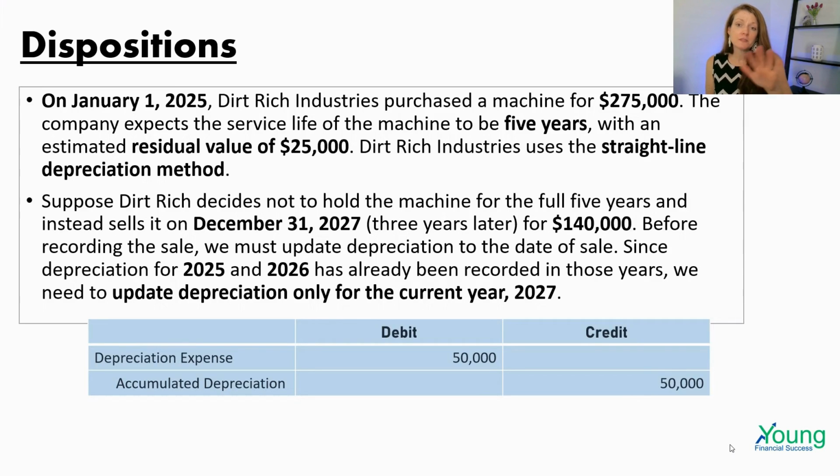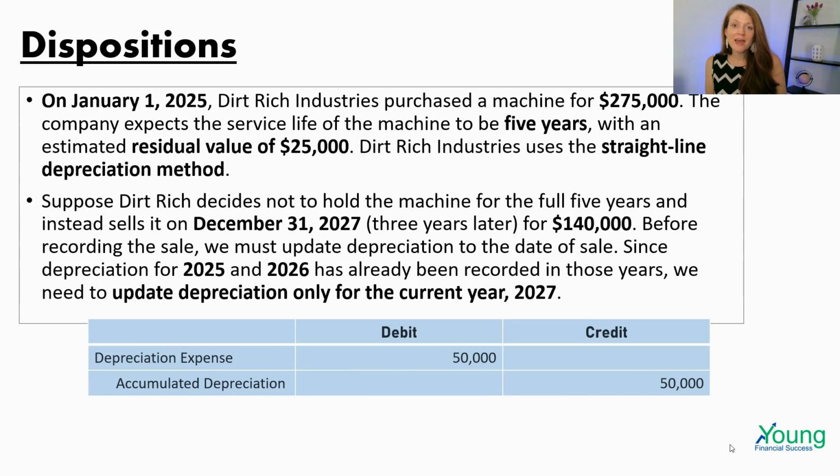Now, this question makes it pretty clear so that you don't forget. But it is very likely that you'll see a problem that doesn't remind you that you need to record depreciation. So you just need to make sure that you read through it and understand whether or not depreciation was recorded up to that date. So first step, we record depreciation.